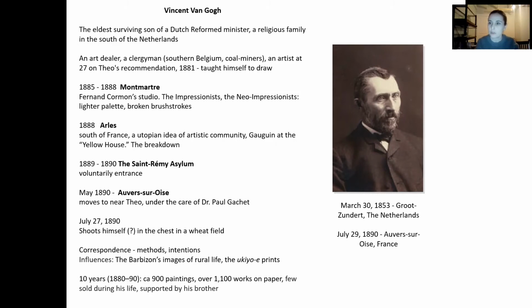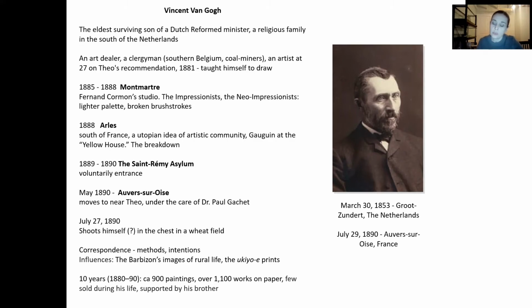You either become a clergyman or you become an art dealer, like his younger brother Theo, who supports him for the rest of his life. He fails his exams to become a clergyman, and he starts out as an art dealer, but then is fired, and he takes up drawing. So he is self-taught, but incredibly talented.